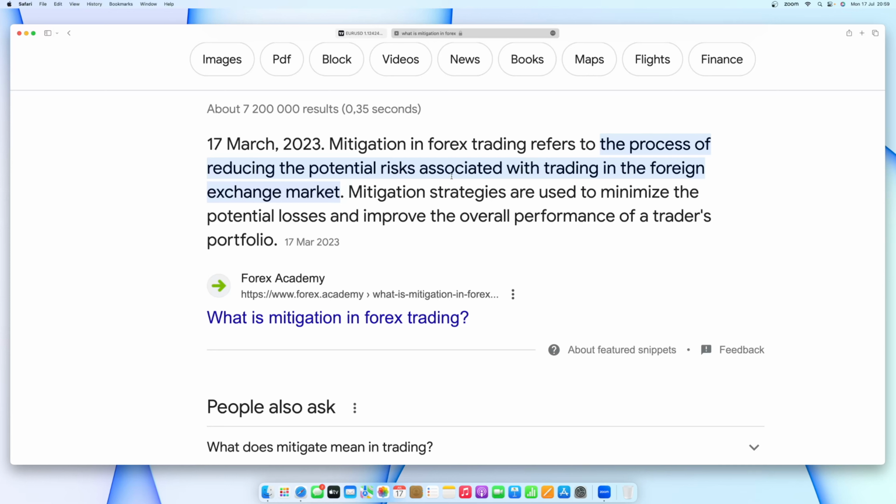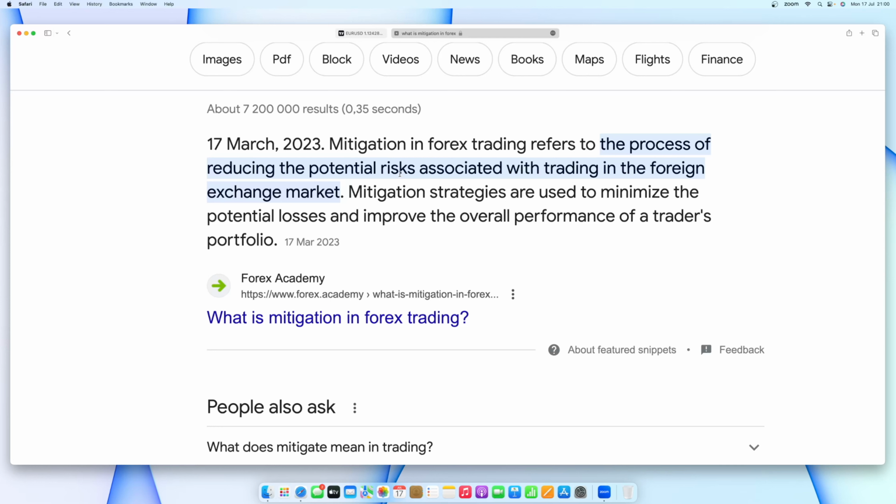Mitigation strategies are used to minimize the potential losses and improve the overall performance of a trader's portfolio. Again, mitigation in Forex trading refers to the process of reducing the potential risks associated with trading in the foreign exchange market. So the keyword I want you to take out is the process of reducing potential risk.